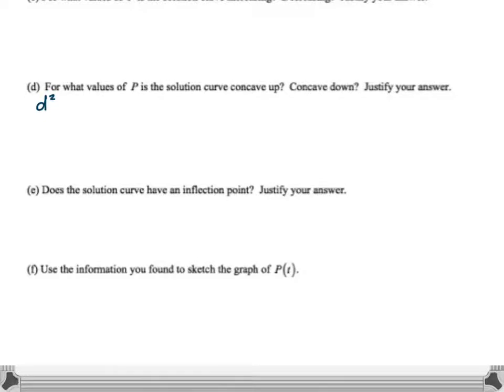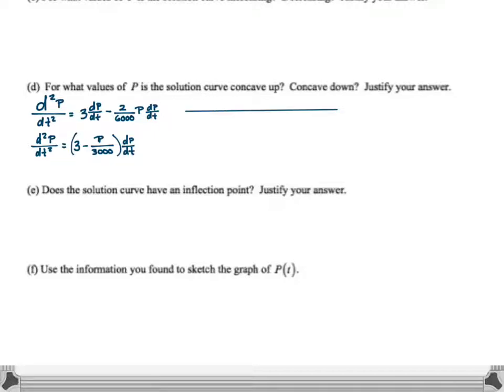Okay, for what values of p is the solution curve concave up? Well, we have to find the second derivative. So first, let's find the second derivative: 3 dp/dt minus 2 over 6,000 p dp/dt. I'm going to factor out a dp/dt because that's what they both have in common. So 3 minus p over 3,000 times dp/dt.